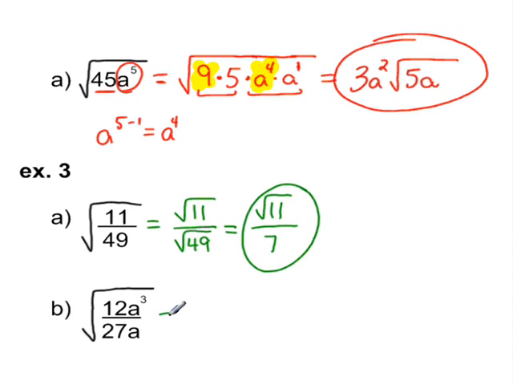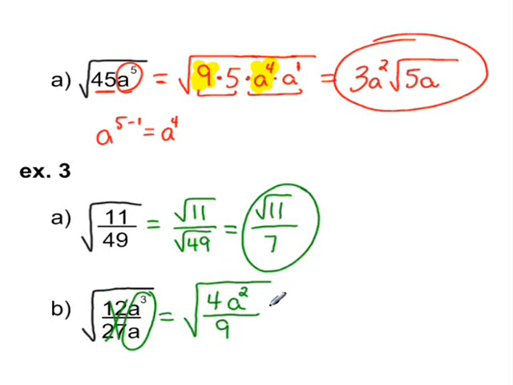B example, this one is just the same. I'm going to check to see if I can reduce inside. 12 and 27, both of them are divisible by 3. So 12 turns into 4, and 27 turns into 9. So that takes care of my numbers. My a terms, I have a cubed over a to the first. And if you'll remember from our exponent unit, when you divide, you're subtracting exponents. So we have an a squared in our numerator.